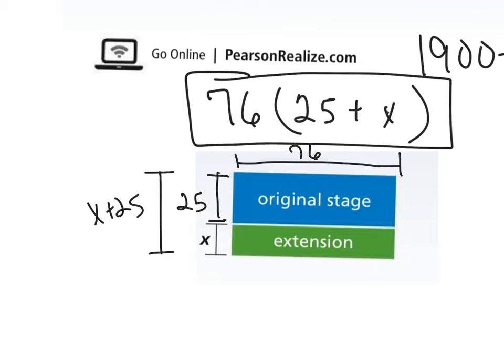And if you think about that, that makes sense, because we're doing the area of this whole thing. 76 is the length, and then x plus 25 is the width. So in other words, we had a 25 by 76 stage to begin with, and then we increased the width by x. We kept the length the same. We kept the length at 76.